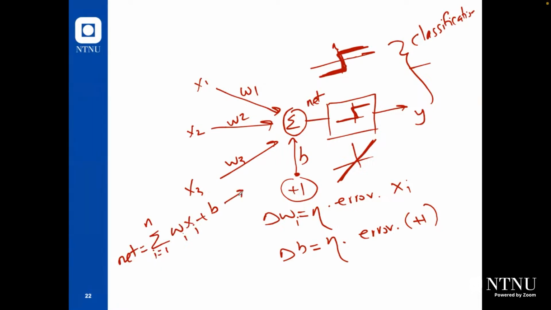After that, you need to adjust weights. So you will use this equation: delta omega equals eta multiplied by error multiplied by input. Delta b will be eta multiplied by error multiplied by the input, which is +1. And the error will be my target minus y, the prediction. Sometimes this error will be positive, sometimes negative, and based on this, we will be able to adjust our weights. So this is the perceptron, and we can use it for binary classification problems.